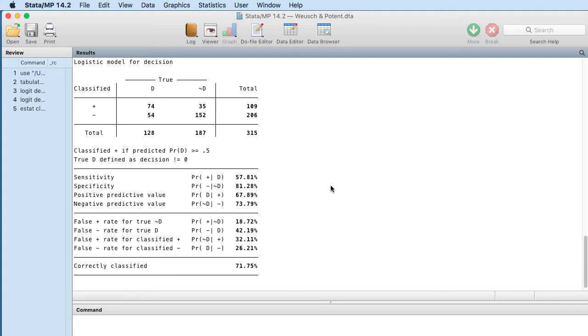So I hope this video has proved helpful to help you understand how to use Stata to conduct a logistic regression, and how to interpret that. You might want to compare your results now to what those were that were reported by Wench and Podiat.